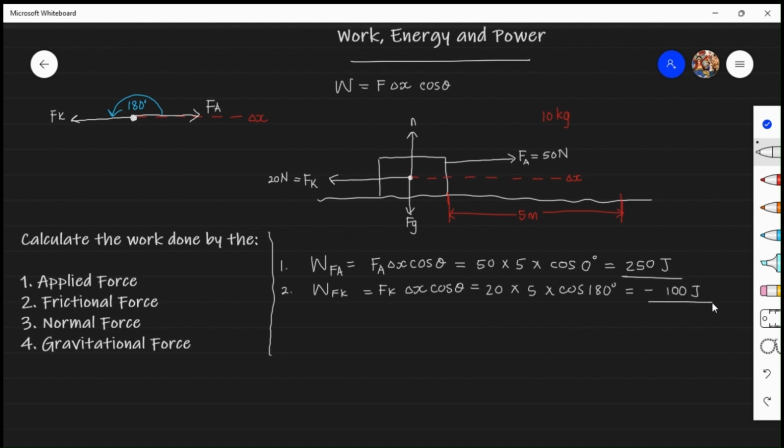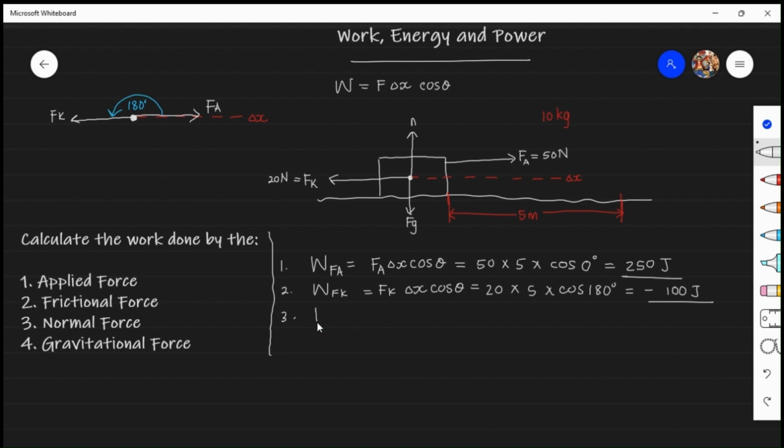100 joules. So whenever we end up with a positive work value, it is because energy has been added to the object. Whenever we end up with a negative work value, it is because energy has been removed from our object. So in this case, 100 joules of energy has been removed from this object. Now let's move on to number 3.